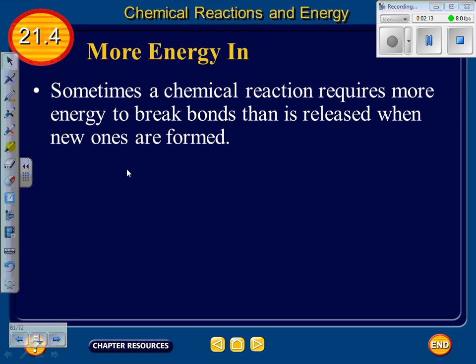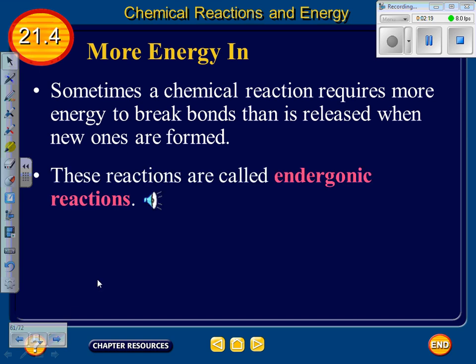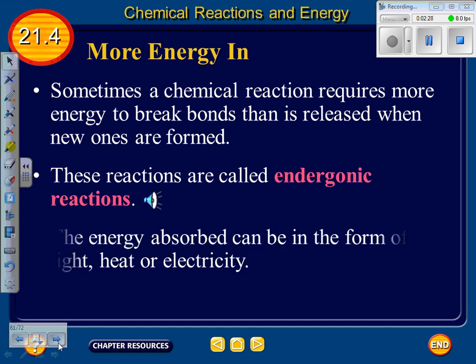Sometimes a chemical reaction requires more energy to break bonds than is released when new ones are formed. These reactions are called endergonic reactions. That means the energy goes into the reaction. The energy absorbed can be in the form of light, heat, or electricity.